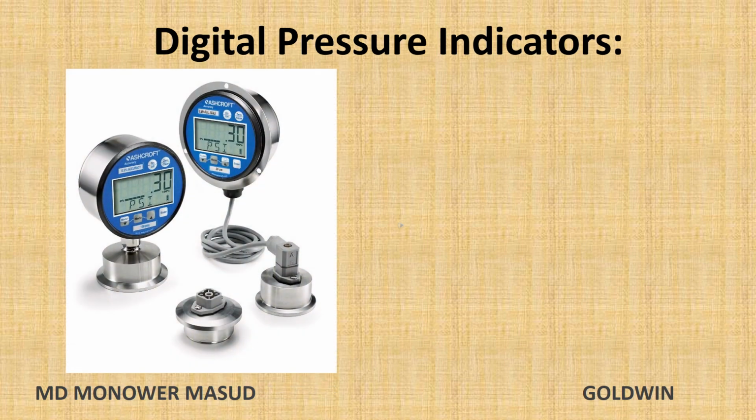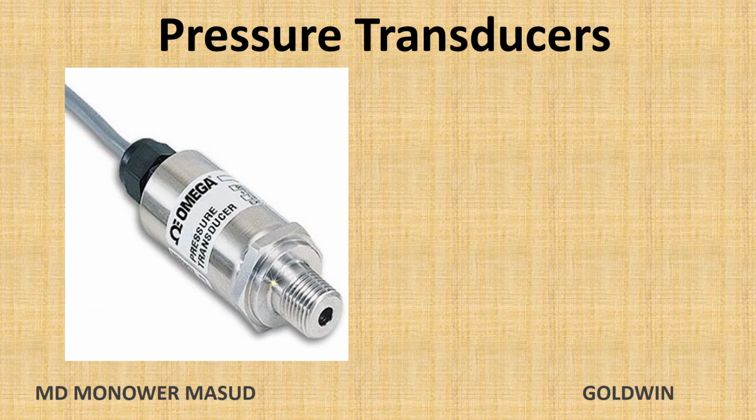Digital pressure indicators. These provide a numerical display of the pressure value. They can offer higher accuracy and may include features such as alarms, data logging, or communication capabilities. Pressure transducers. These are sensors that convert pressure into an electrical signal. The electrical signal can then be interpreted by an indicator, controller, or data acquisition system. They are often used in industrial applications where electronic signals are preferred over mechanical displays.